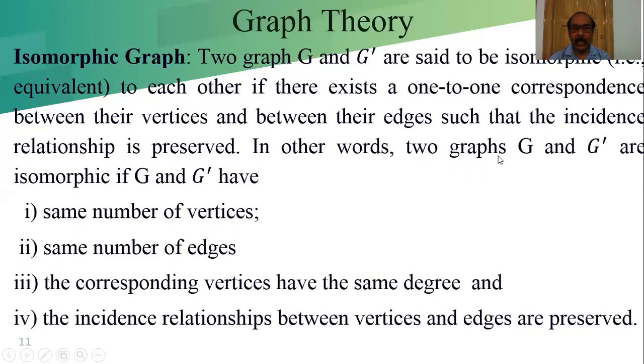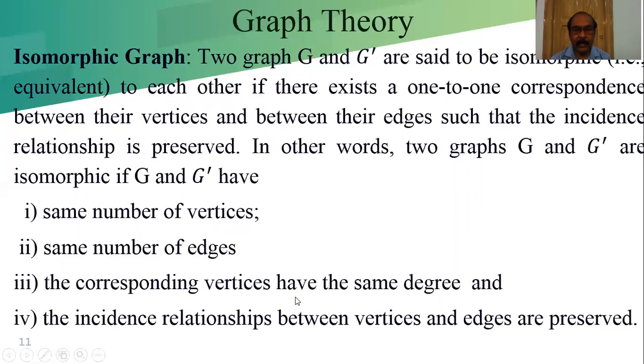In other words, two graphs G and G dash are isomorphic if, since we are saying one-to-one correspondence between the vertices, the two graphs have the same number of vertices. Again, we are saying one-to-one correspondence between the edges of the two graphs G and G dash. That means one condition is the same number of vertices and another condition is the same number of edges. These first two conditions should be satisfied. Then we move to the next condition.